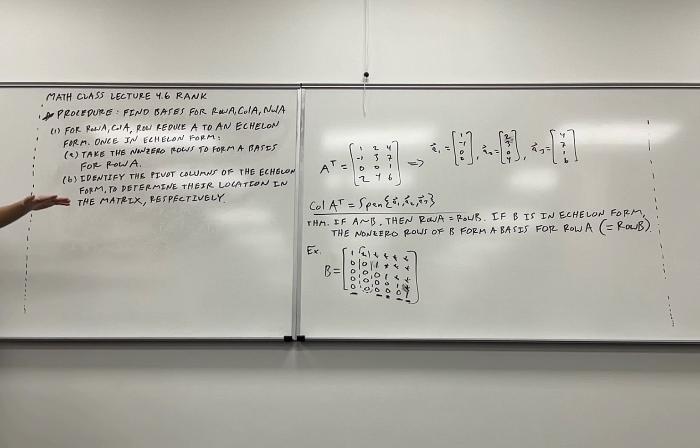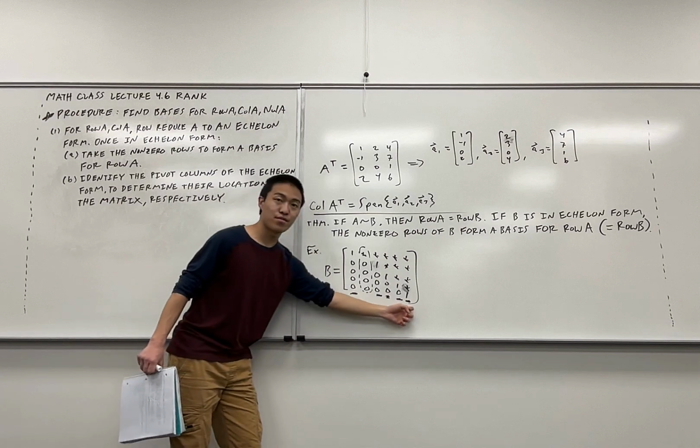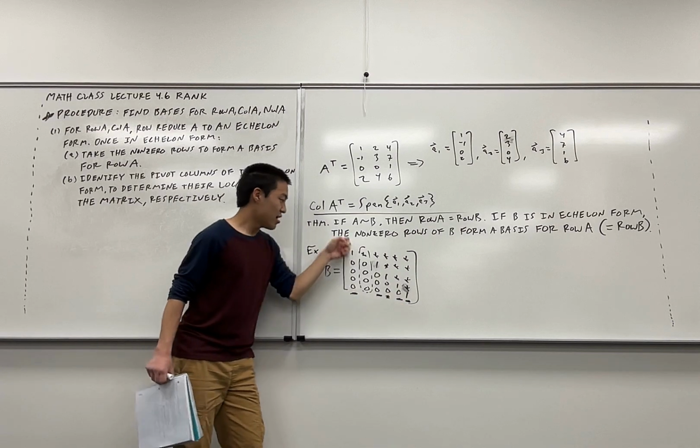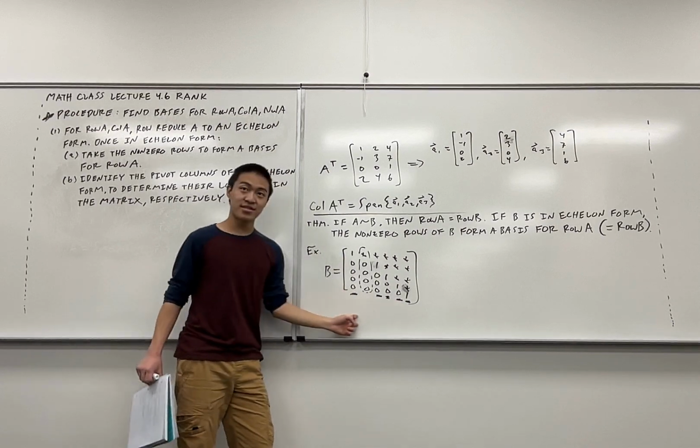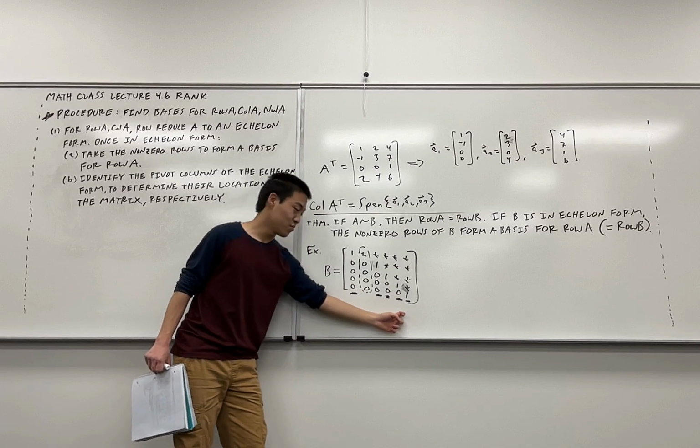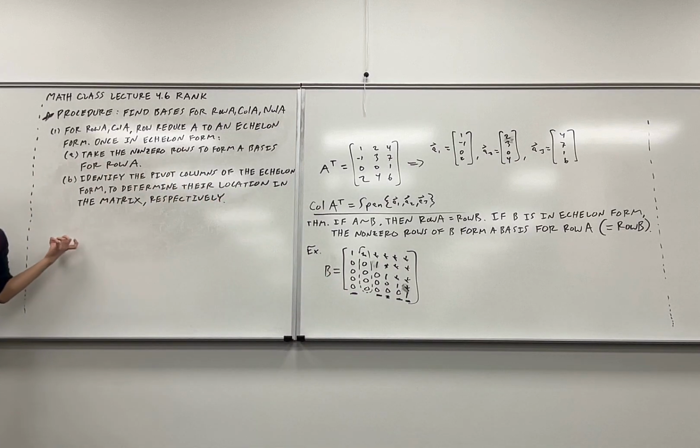Is it all zeros? If the answer is no, put it in your bases. Okay, and then for this one, it's the same exact thing. Identify which ones are the pivot columns. Are those in the echelon form the actual things to use? No. Take the positions, copy paste from the original matrix, done.